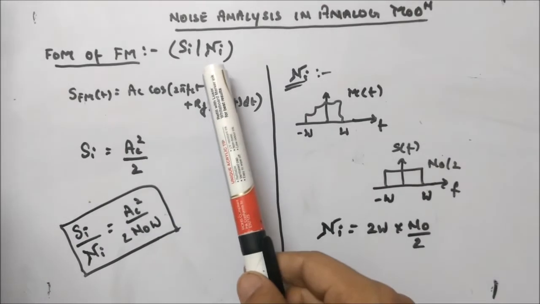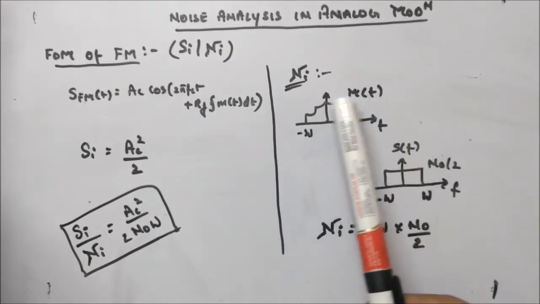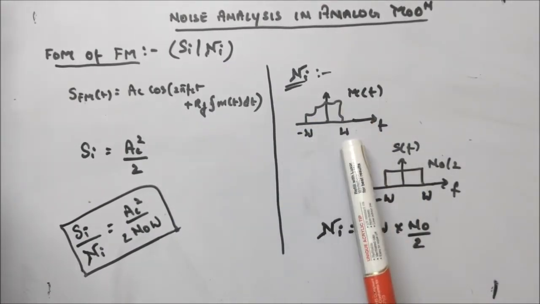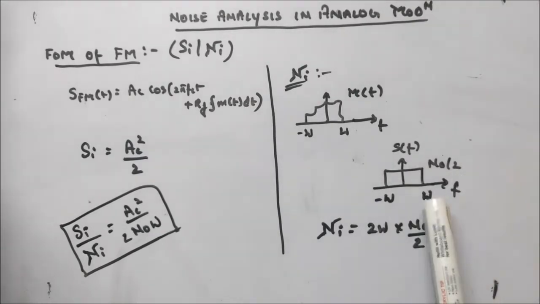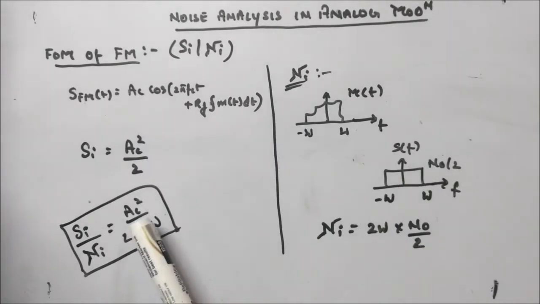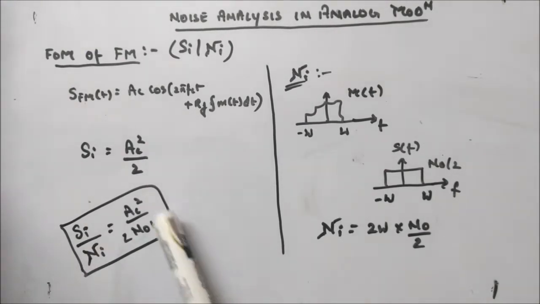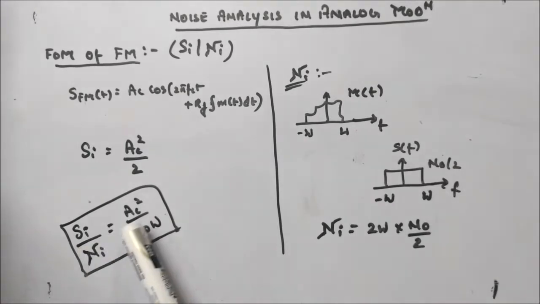Now if you want to calculate NI, we know some signal will be having minus W to W bandwidth. So your noise will acquire this bandwidth with N0 by 2 amplitude. So minus W to W, that is 2W into N0 by 2, that will be your noise power. So this will be your NI. So SNR at the input comes out to be Ac square divided by 2 N0 W.